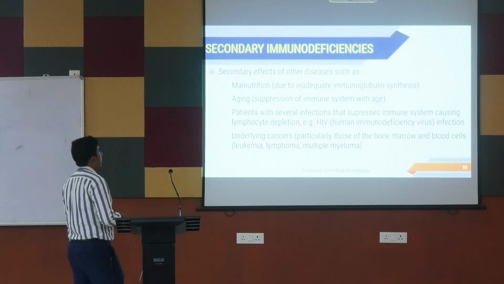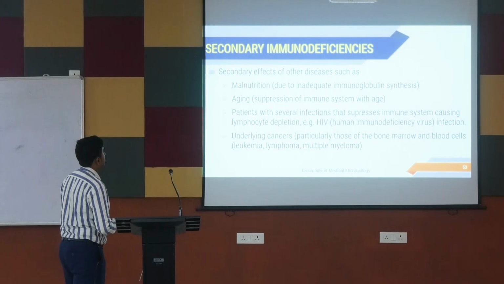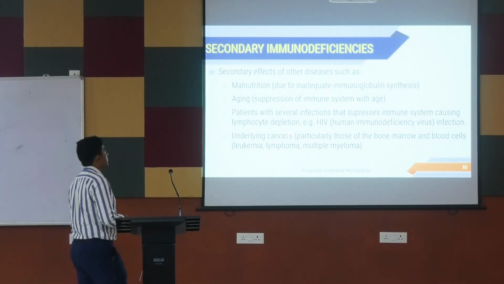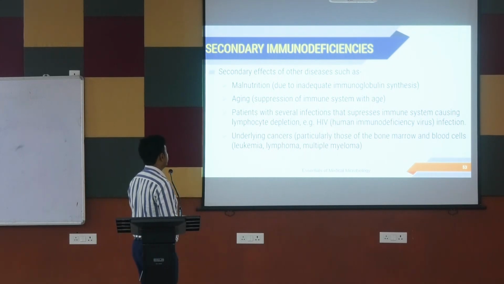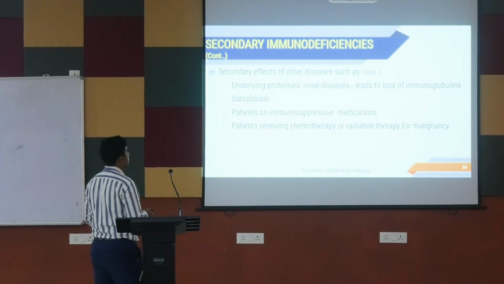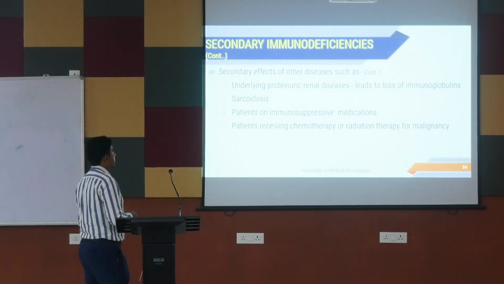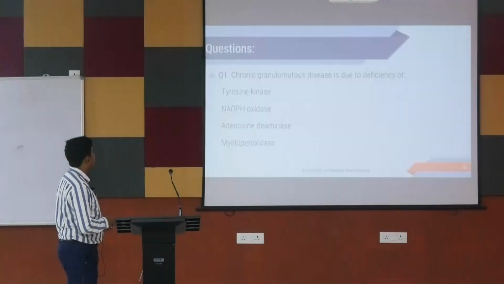Secondary immunodeficiencies, secondary to the effect of other diseases like malnutrition, aging, and patients with several infections that suppress the immune system causing lymphocyte depression like HIV infection. সেগুলোতে কি হয়? Underlying proteinuric renal diseases lead to the loss of immunoglobulin, sarcoidosis, and patients on immunosuppressive medications.